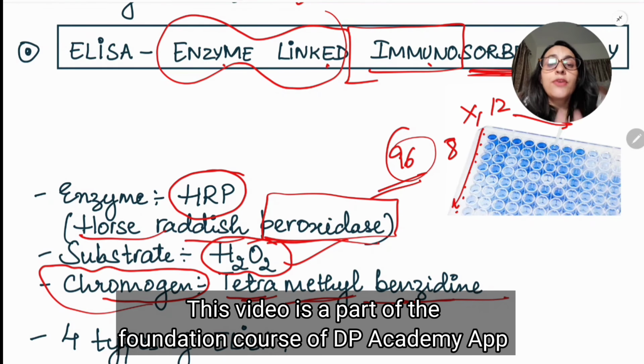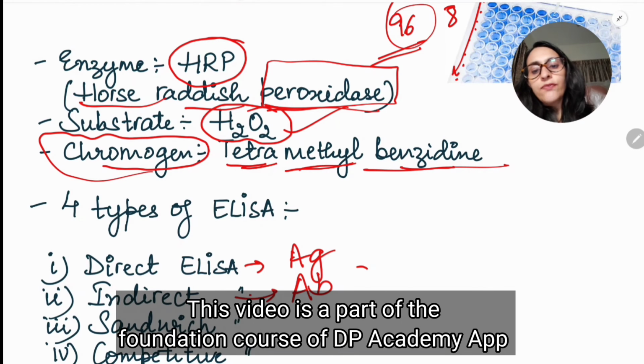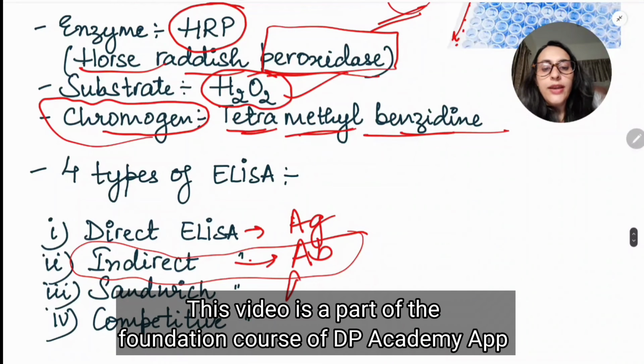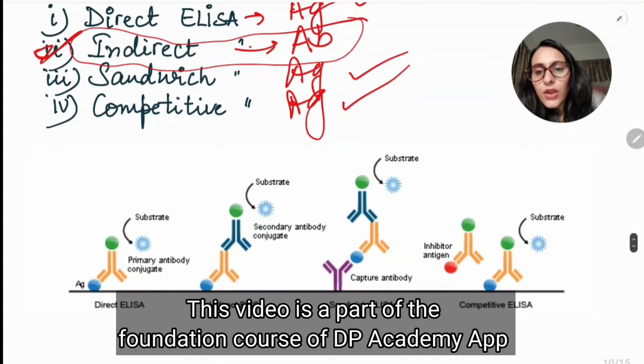What are the different types of ELISA? We have 4 types of ELISA. Direct ELISA, in which we are going to do antigen detection. Indirect ELISA, antibody detection. In fact, it is the only ELISA that is done for antibody detection. Rest all antigen detection: direct ELISA, sandwich ELISA, competitive ELISA, all antigen detection. The only one for antibody detection is the indirect ELISA.